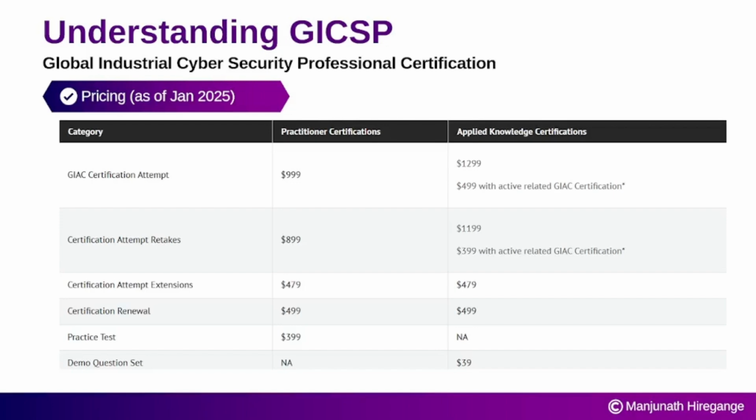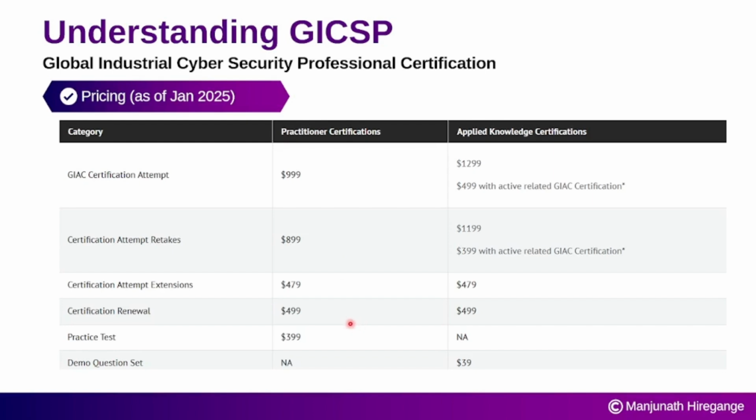Now let's take a look at the pricing for the GICSP or any other GIAC certification, so you can plan your budget accordingly. A GIAC certification exam attempt costs approximately 999 USD, which you can purchase directly from the GIAC website. And there is also SANS training pricing. If you opt for official SANS training, it will cost you anywhere between 7,000 to 9,000 USD, depending on the training format that you choose.